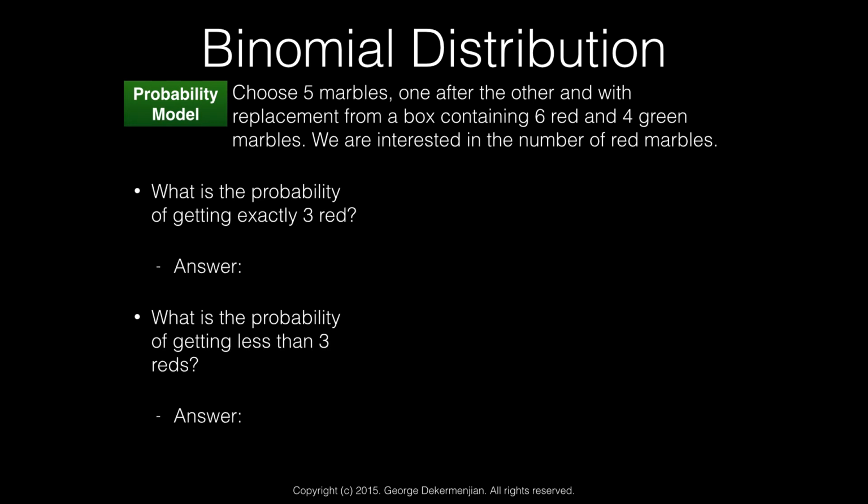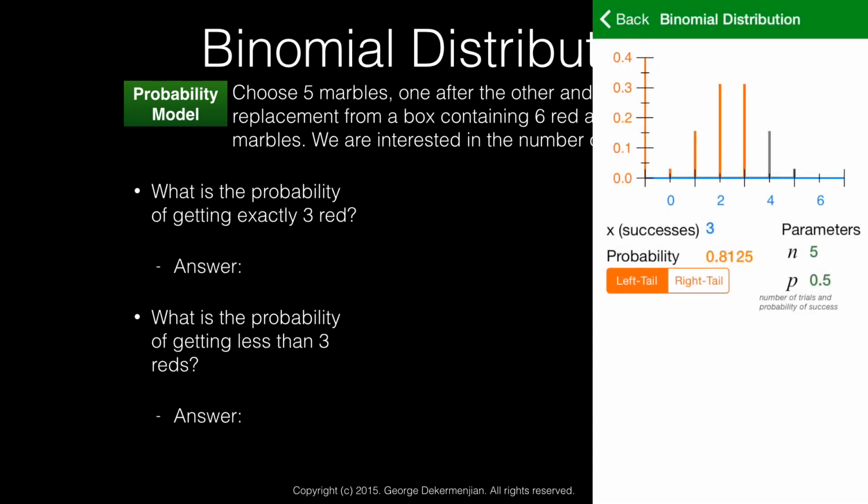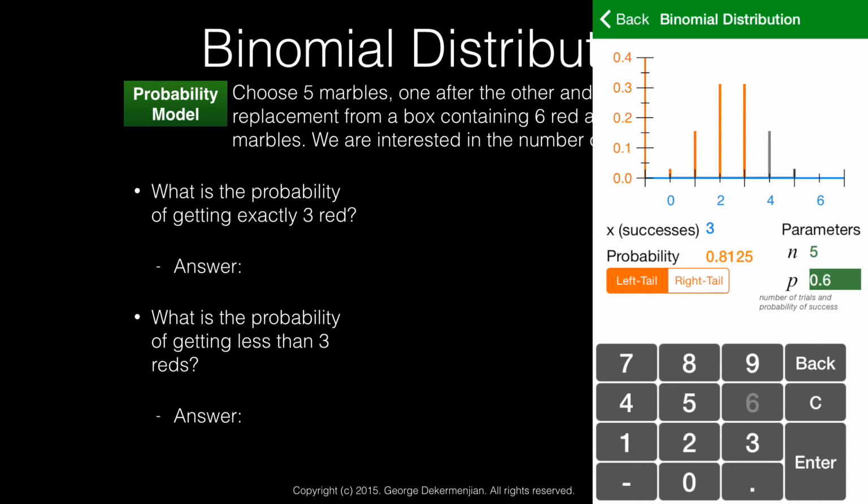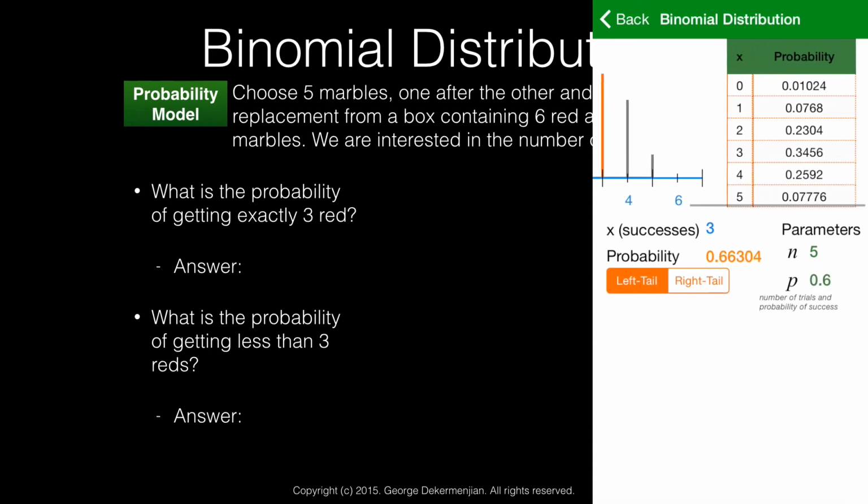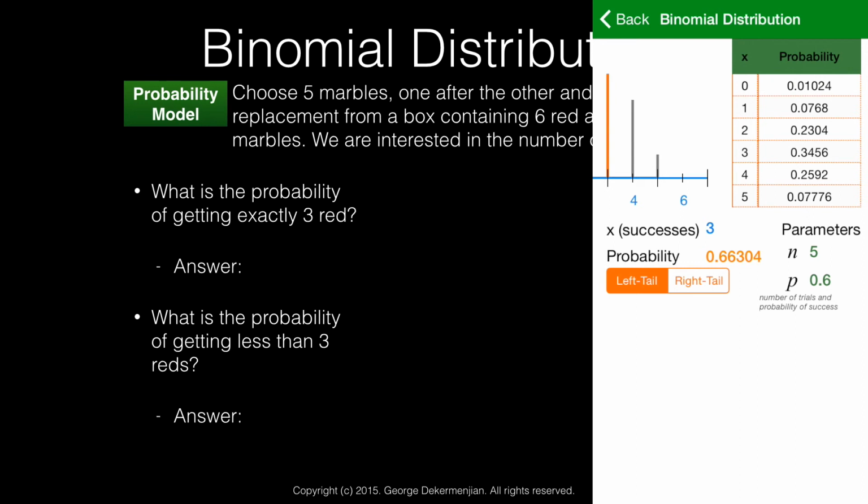Okay, so now we're going to go to the StatsLab app and use that to answer these questions. So I'm here in binomial distribution, but I want to change one of these parameters. The number of trials is 5, that's good, but the probability of success now is 0.6. If I swipe over here, I'm going to see that the probability of exactly 3 reds, which is x in this case, is 0.3456 or 34.56%.